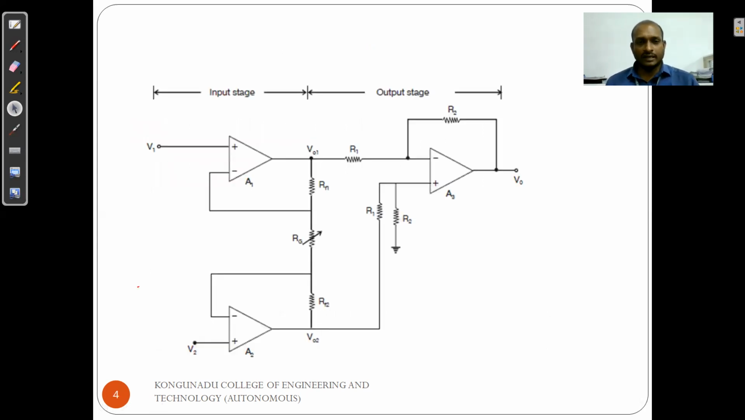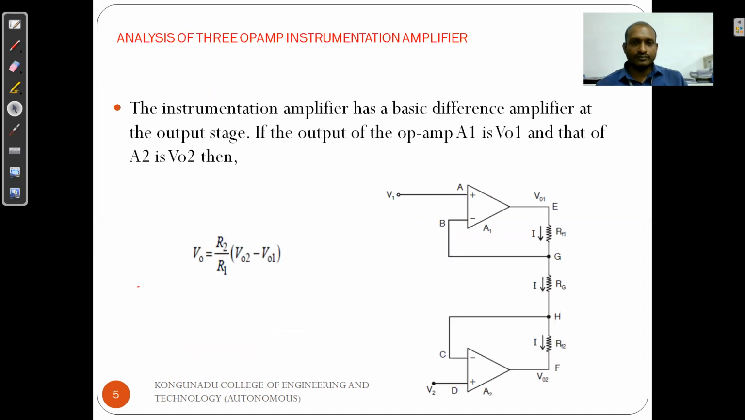So this is the circuit diagram. As input stage and output stage, the input stage is two non-inverting amplifiers. The output is given to the difference amplifier. So finally, we are getting the output V0 is equal to R2 by R1 into (V01 minus V02). So this is the output voltage.